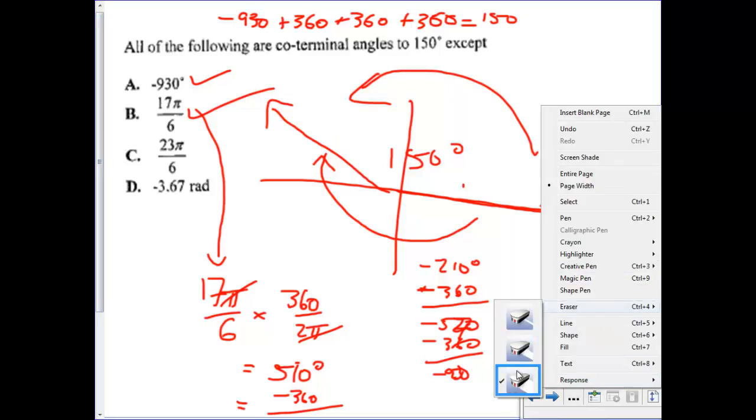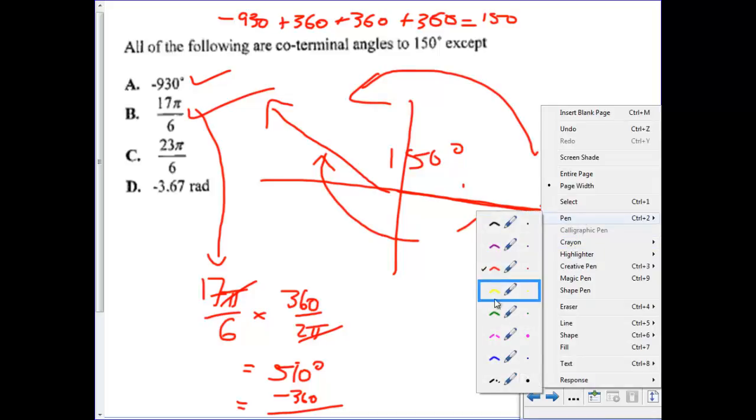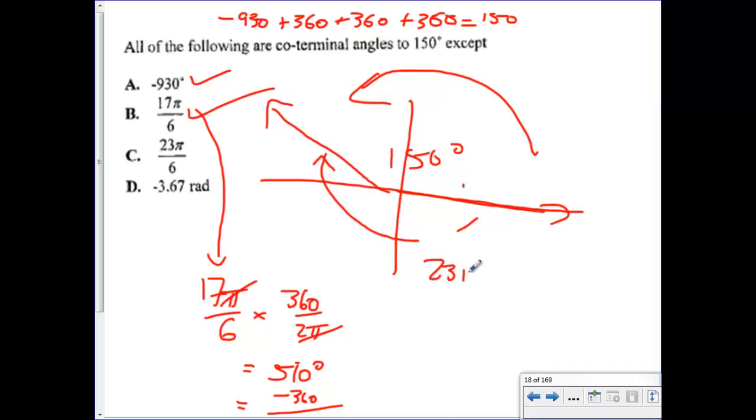I'm running out of room here. That means that C, this part. Yeah, you're a little ahead of me, Nicole. 23 pi over 6, Nicole over here is a little ahead of me, I think. Then if I times this guy by 360 over 2 pi, what do you guys get for an angle if you do that? Anybody done that yet?